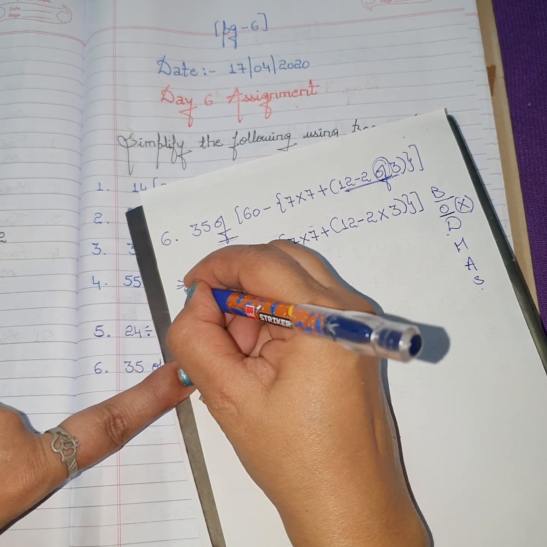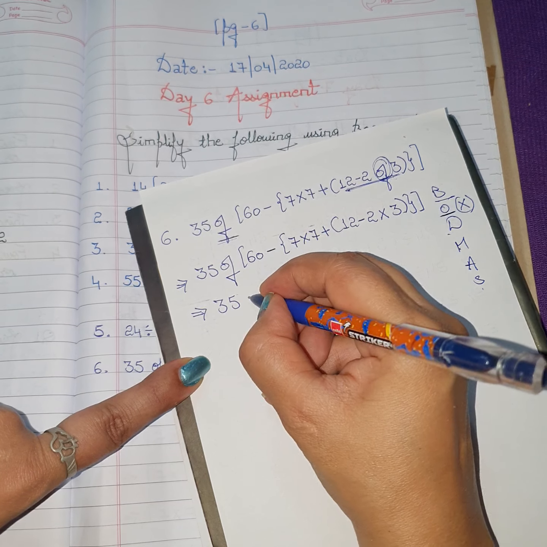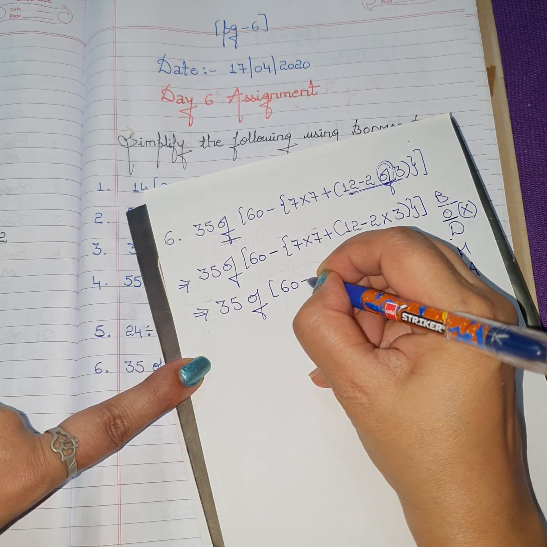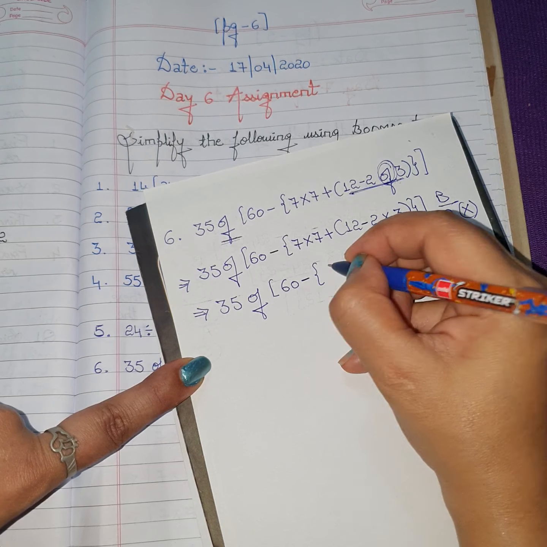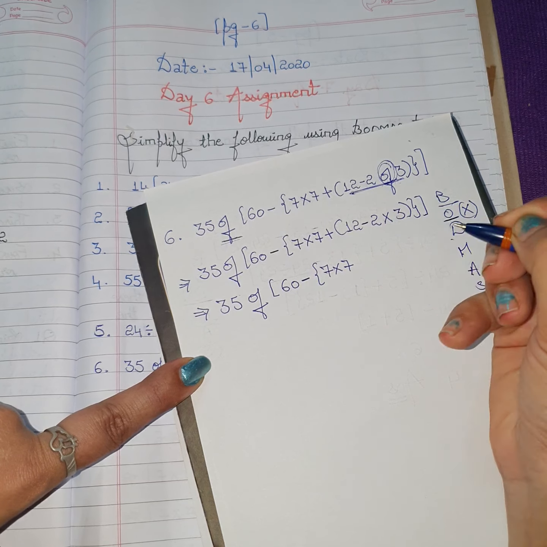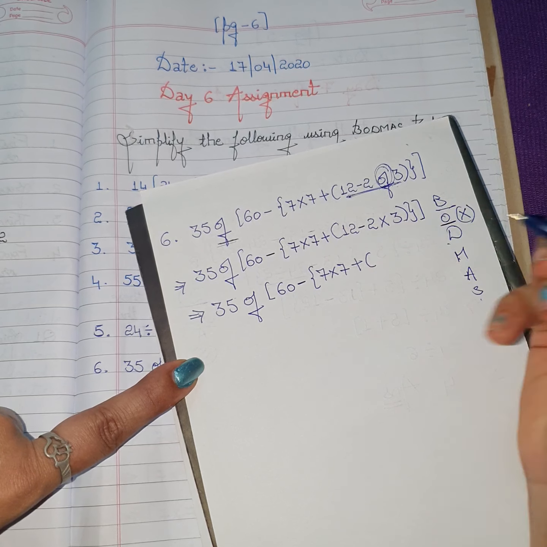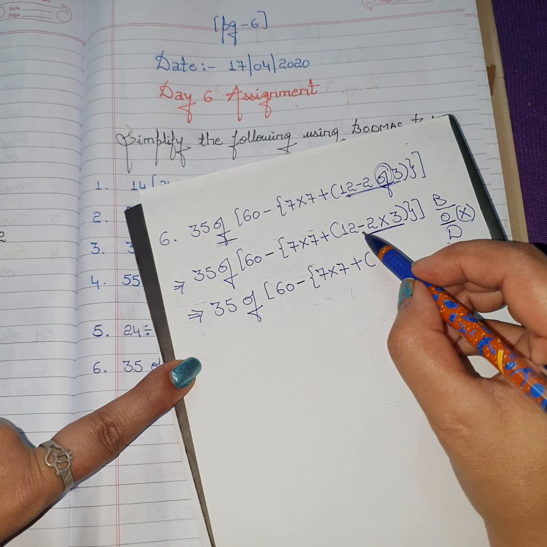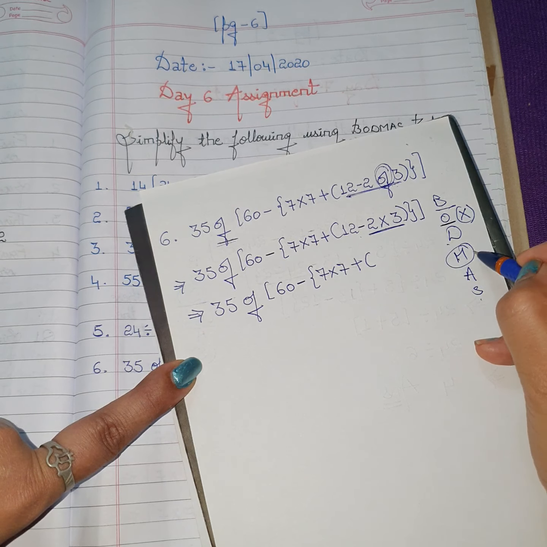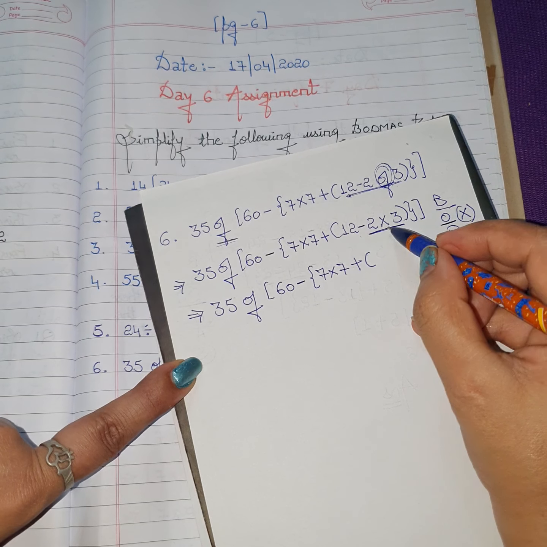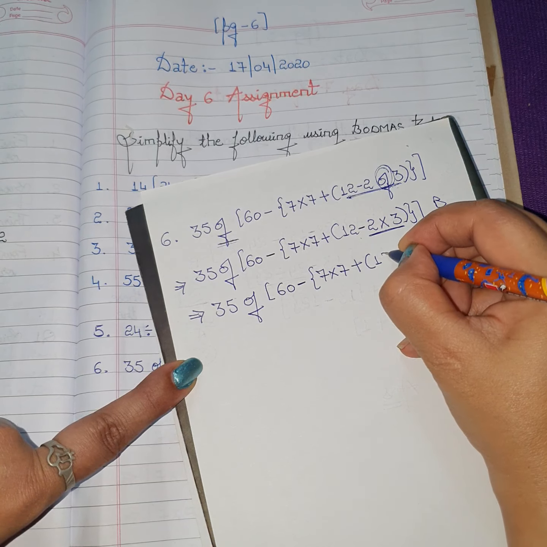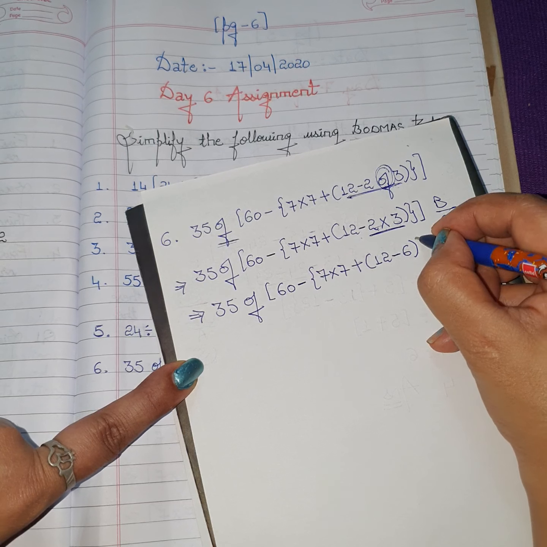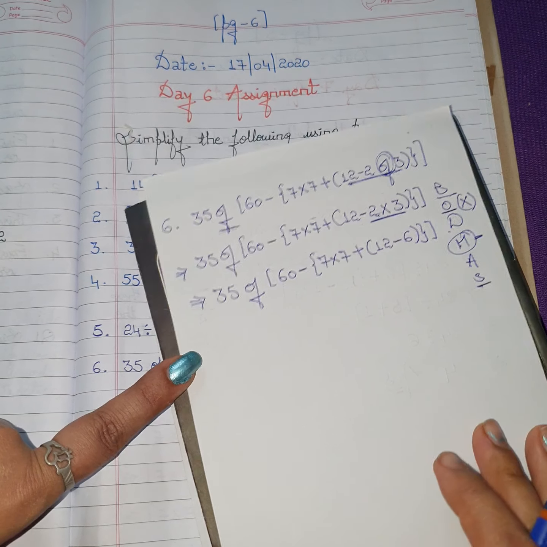Now in the next step, again I am writing 35, then off, opening the square bracket, 60 as it is, minus as it is, curly bracket as it is, 7 into 7 as it is. Okay. Now I am again opening the small bracket. Firstly I am multiplying, because according to the BODMAS rule this is subtraction and this is multiplication. So multiplication comes first and then comes the subtraction. So firstly I will multiply it. I will write 12 as it is, minus 2 into 3, yes, it is 6. Now I have closed the small bracket, the curly bracket, and the square bracket.